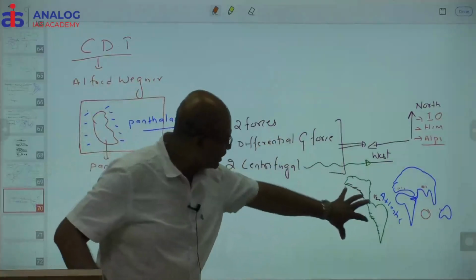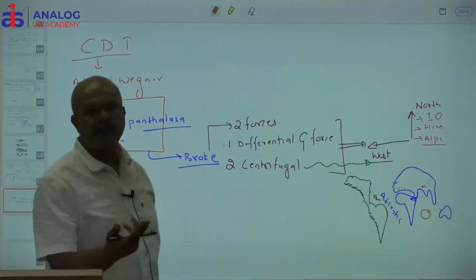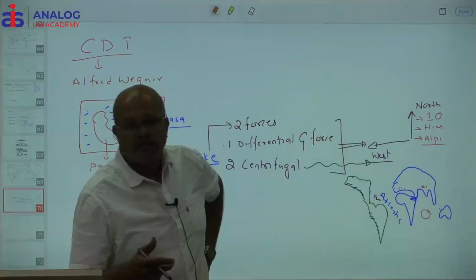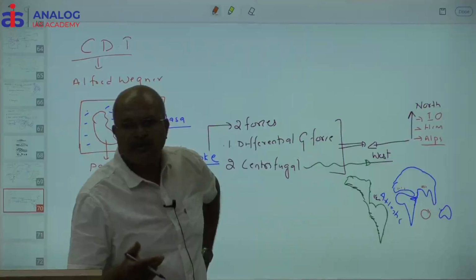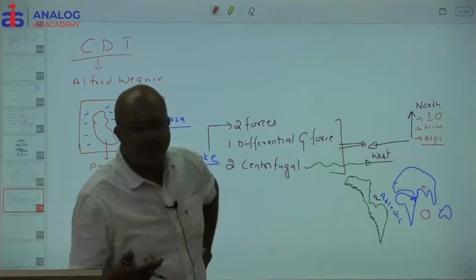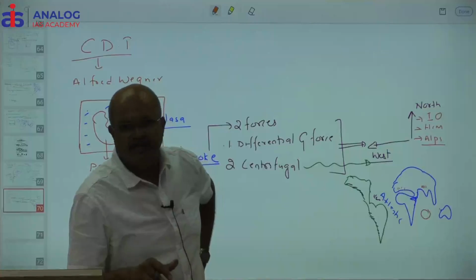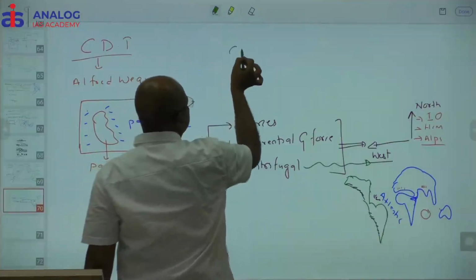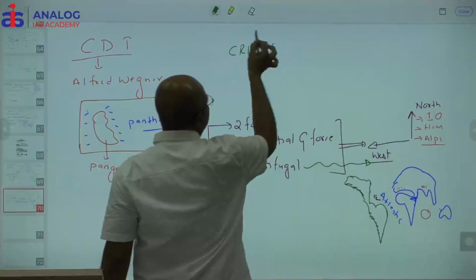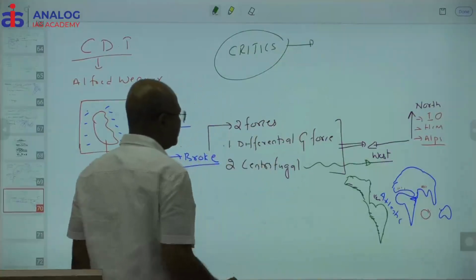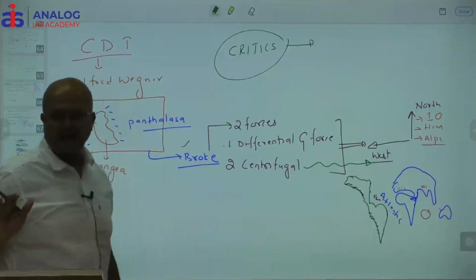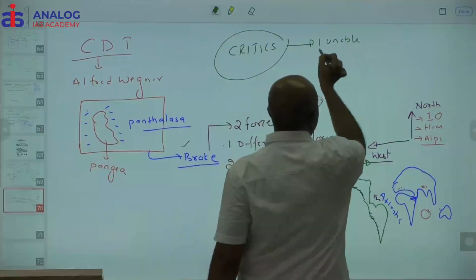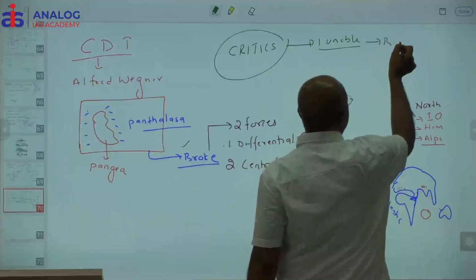Two forces, and he has taken many evidences for that. Fit of the continents, then fossil deposits, tillite deposits, coal deposits, right? So he has taken evidences of that. But the major critics or drawbacks to this theory is that he was unable to explain the reason for the breaking of Pangea.